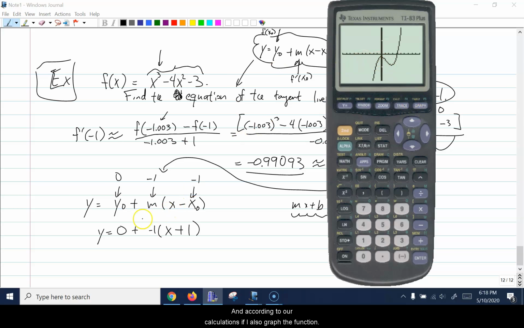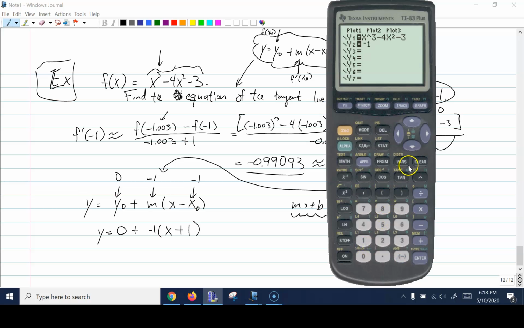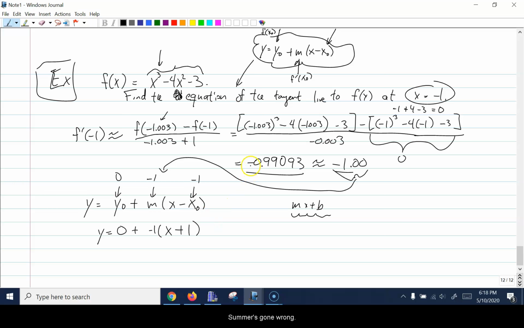Alright, and according to our calculations, if I also graph the function, if I simplify that, that'll be -x minus 1. That should be the tangent line. Uh-oh. Something's gone wrong here. I'm going to pause it and figure out what.